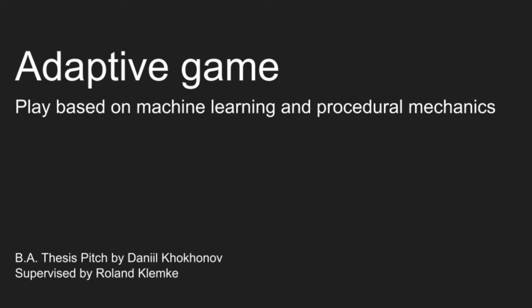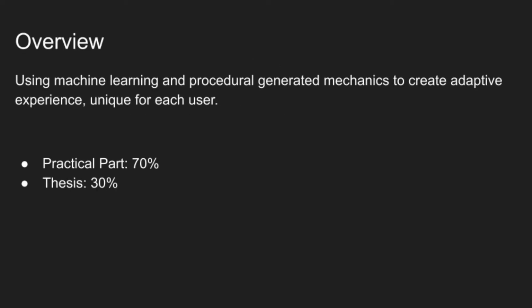The title is Adaptive Game Play Based on Machine Learning and Procedural Mechanics. So what I intend to do is to use machine learning and procedural generation in order to create an adaptive game experience, unique for each user, meaning that each play session will adapt to the current player style and therefore will have a different output in the endgame. My ratio is 70% practical and 30% theoretical.